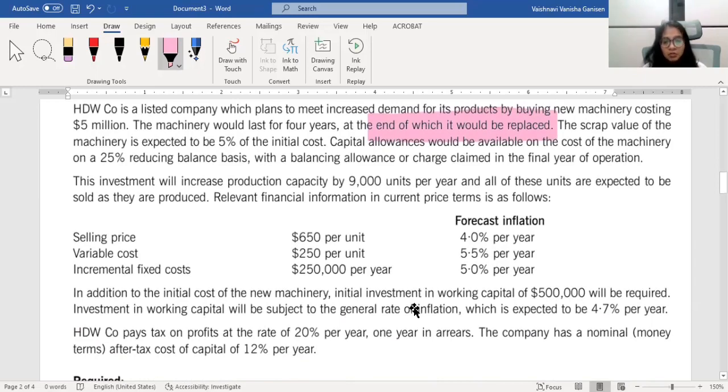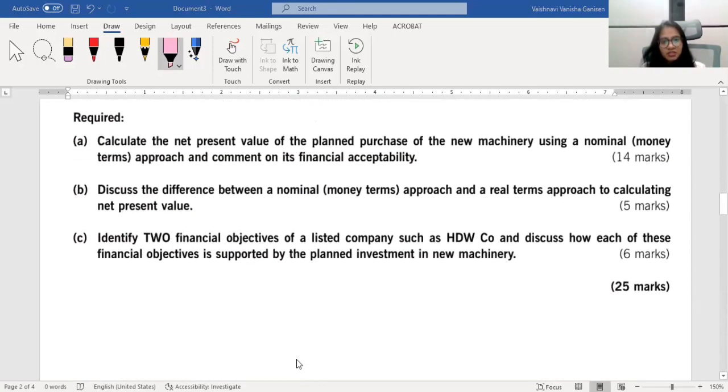Okay, it gives you a general inflation rate as well. The profit you see in this question is 20%. You have inflation, you have capital allowances, you have working capital. Everything is in this question. All right, so let's start with this question. Let me share my screen. Oh, sorry, we have to read the question first. So let's go and read the requirement. All right.